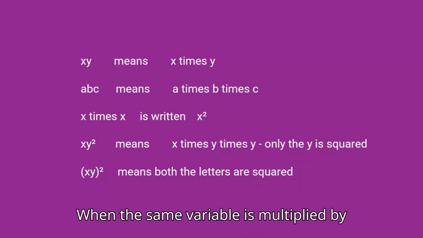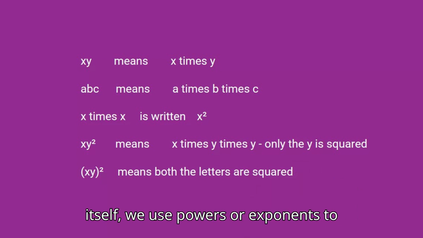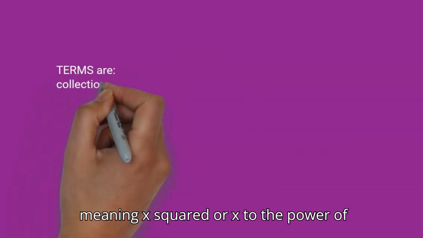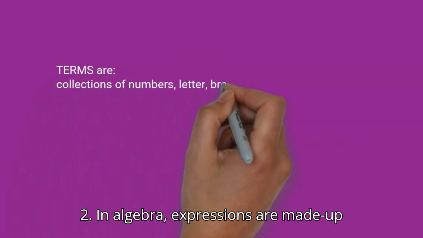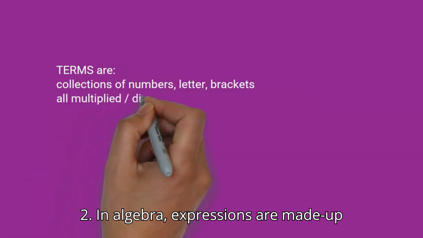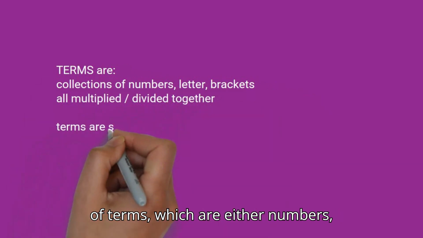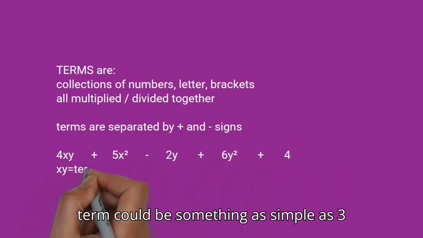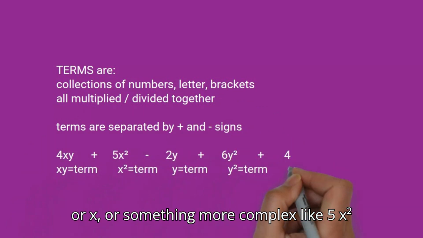When the same variable is multiplied by itself, we use powers or exponents to simplify the expression. For example, x times x is written as x squared, meaning x to the power of 2. In algebra, expressions are made up of terms, which are either numbers, variables, or a combination of both. A term could be something as simple as 3 or x, or something more complex like 5x squared.